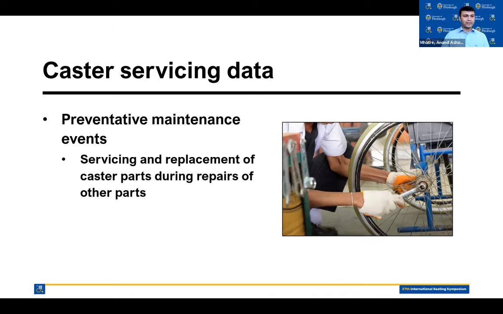These have happened when service has happened for other wheelchair parts. For example, a wheelchair brake is being repaired or the battery is being repaired, and that's where the technician sees that, hey, the caster is not doing well, so let's service the caster. And so these are some of the events that have happened in the community, and we have collected these servicing and replacement events for caster parts.